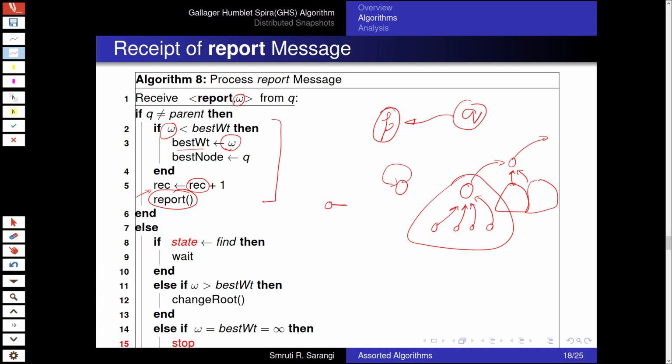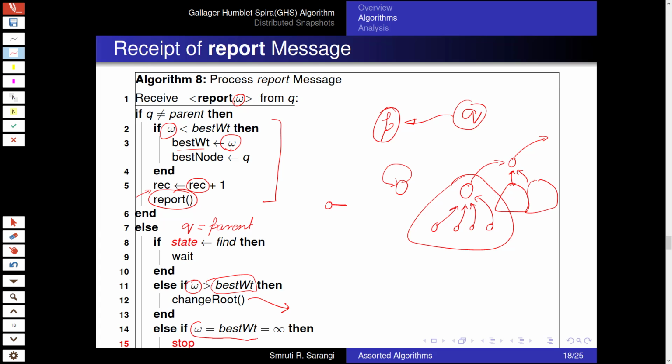Otherwise, if Q is equal to parent, in the sense that I am receiving a message from my parent, which means my parent is sending me the report message, it's kind of strange, but we'll see when that happens. So in this case, Q is equal to parent. If my state is find, I'm still finding, then I wait. If omega, what my parent is reporting, is greater than best weight, which means that my best weight is actually the best, then I change the root.